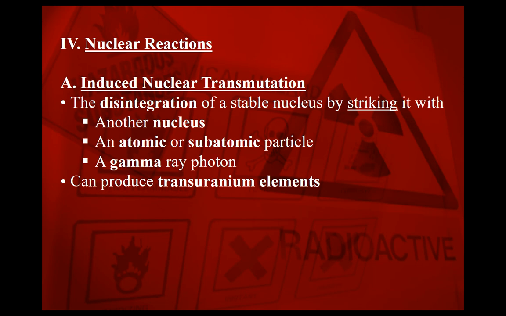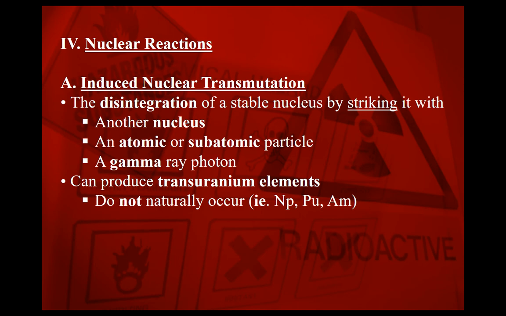Induced nuclear transmutation can produce transuranium elements. Transuranium elements are ones that do not naturally occur, which means you can't take a shovel and dig it up and just find it, or you can't find it in the air. They can only be produced artificially in a lab type setting.